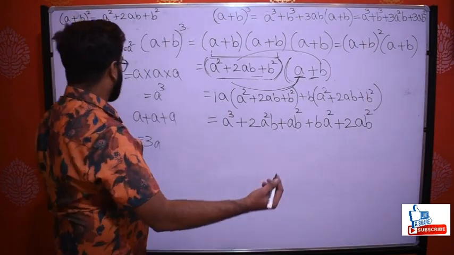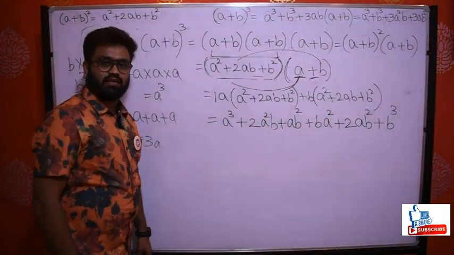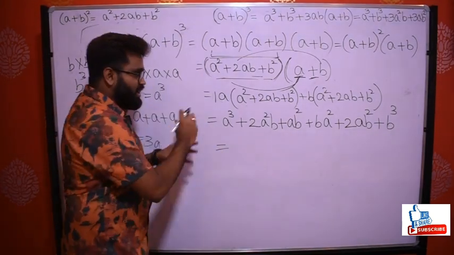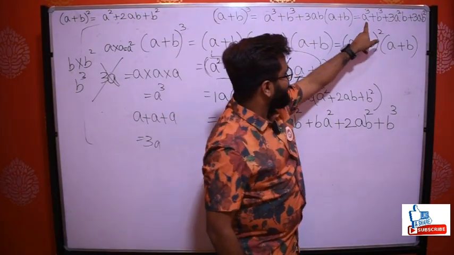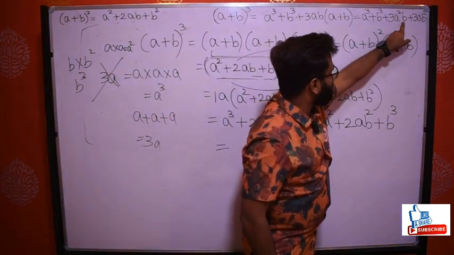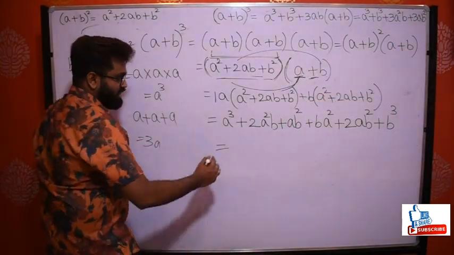So the final one is b into b square. What is b into b square? b cube. Already we have got our answer. Just rearranging that and solving the basic terms, we will get the answer: a cube plus b cube plus 3a square b plus 3ab square. How is that formed? We will see.